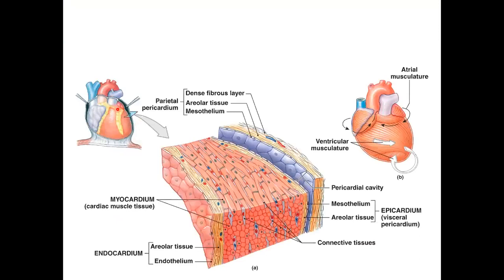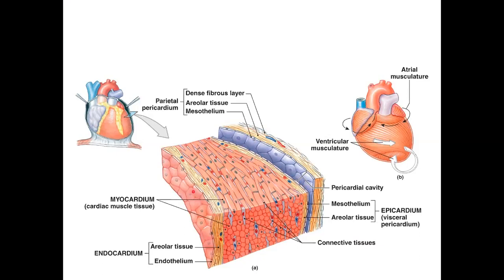So take a look at the heart. If you took a cut of this or cross section of this, magnified it, this is what it would look like. So here is your parietal pericardium, right? That is connected to your body cavity. That's dense, fibrous, areolar, and mesothelium. Then the epicardium is mesothelium, areolar, and then myocardium, which are cardiac cells, and then your areolar and endothelium for endocardium.